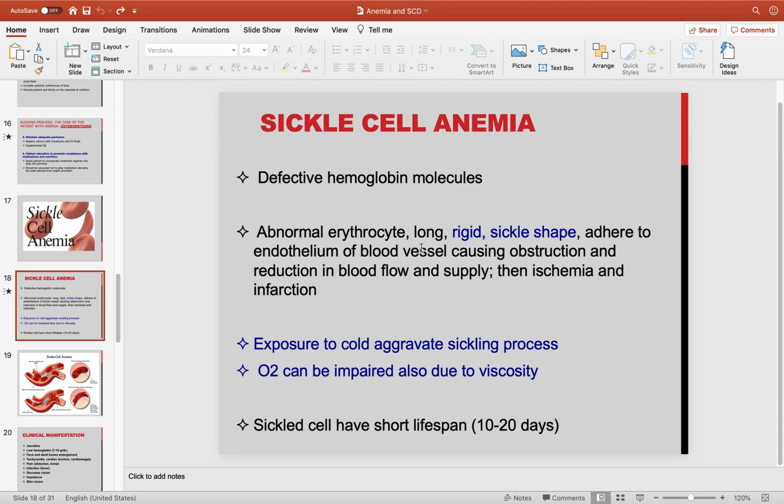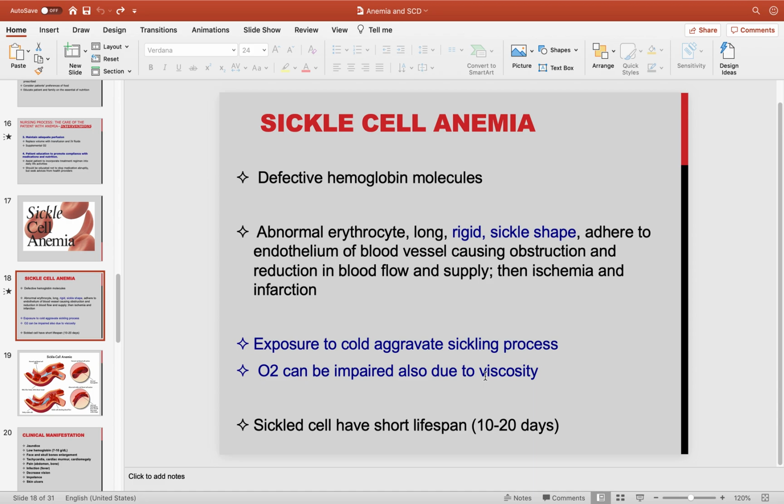So it's very important to understand that the shape of the red blood cells causes them to get stuck in the blood vessels, causing obstruction and leading to ischemia. From its sickle shape, it's called sickle cell disease. You also have to understand that exposure to cold aggravates the sickling process, and that oxygen delivery can be impaired due to the viscosity of the blood.